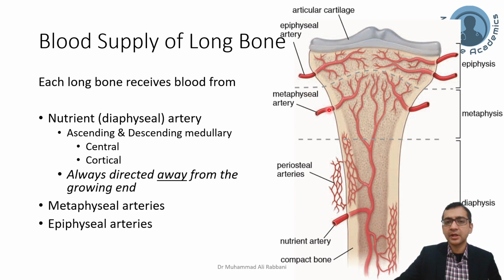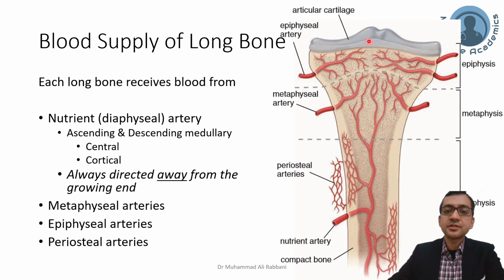The metaphyseal arteries similarly are usually coming with the muscles that are attached to the ends of the bones. So they also enter through many small foramina, as opposed to the nutrient artery, which enters as a single artery through one large opening. So this is the epiphyseal artery.